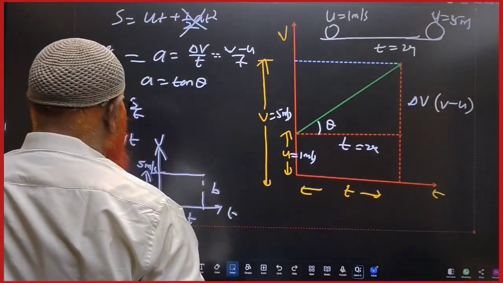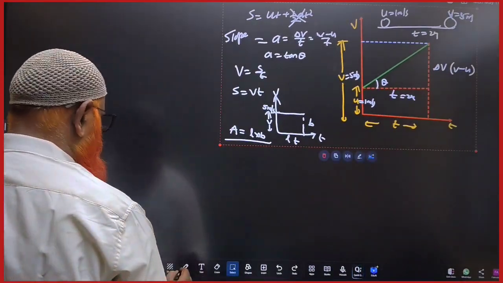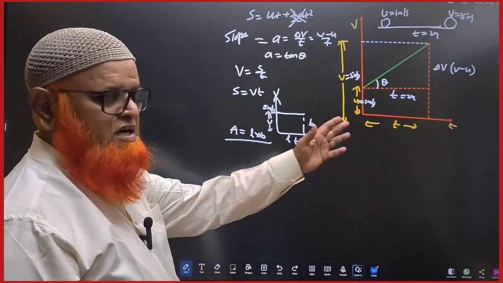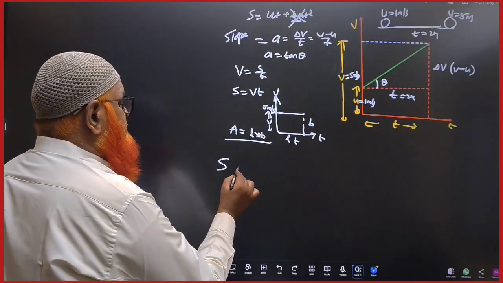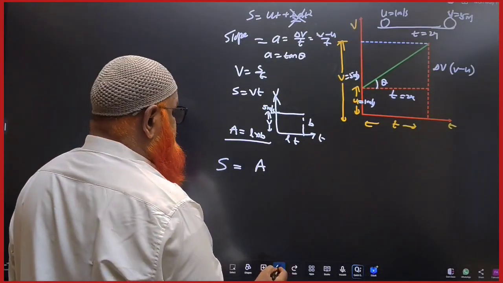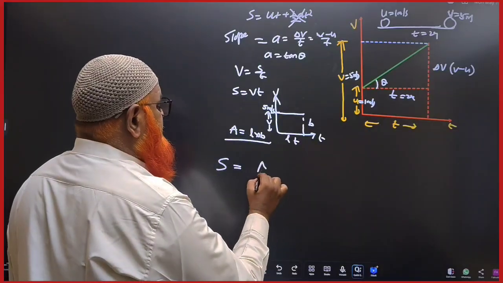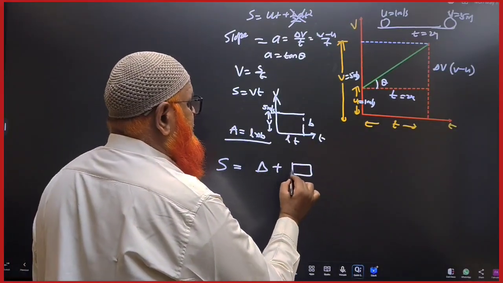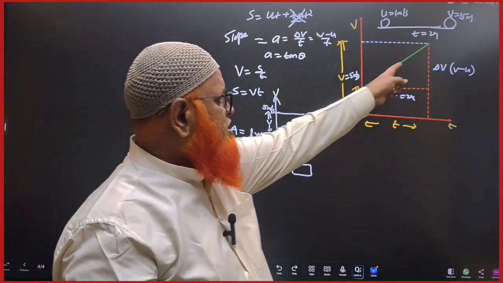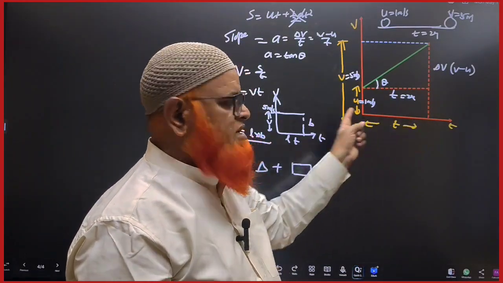Okay, you need to find out the area of that graph. So how are you going to find out the area of that graph? You just see here. So displacement is nothing but the area of a triangle plus the area of a rectangle. This is going to be the triangle and this is going to be the rectangle.